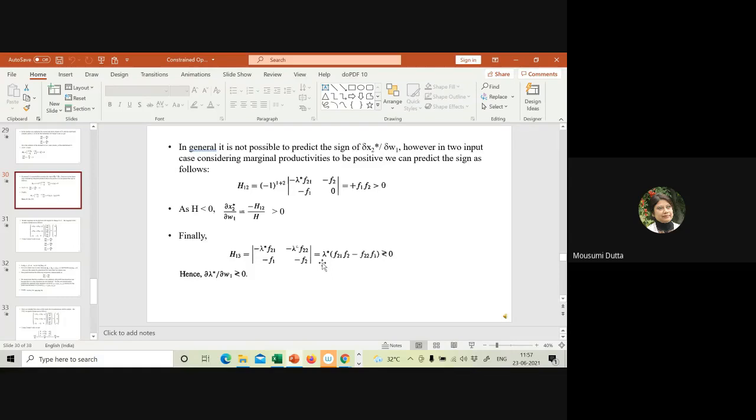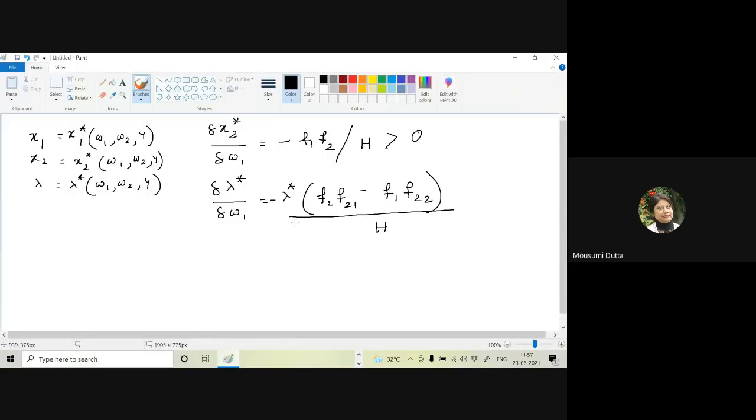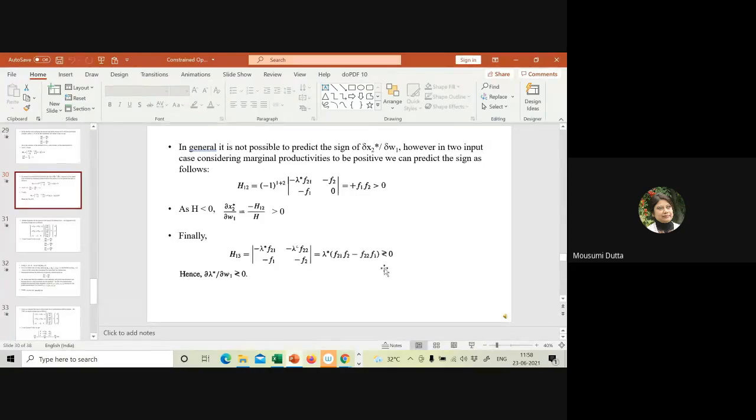Therefore, I told you to derive your value. You got this thing only. If you take the minus sign common, you will get lambda star into F1 F22 minus F2 F21, or F12, whatever. Applying Young's rule, you can consider F21 to be F12 as well. So I hope you got this thing.